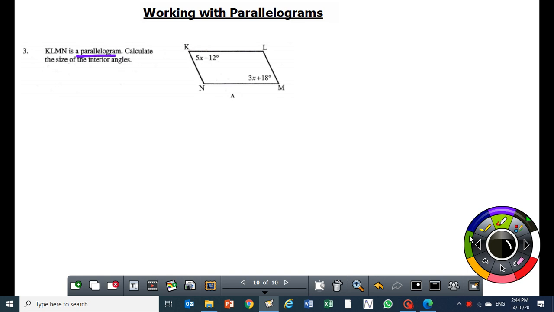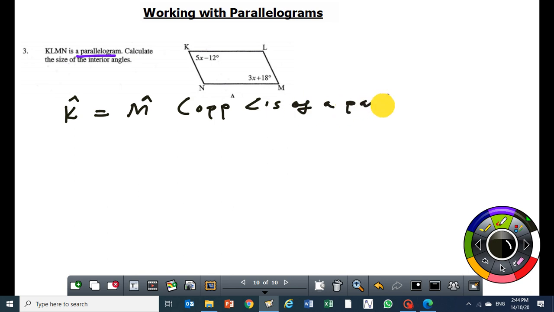Alright. So here, first thing we'll say angle K is equal to angle M. The reason: opposite angles of a parallelogram are equal. So we just write it like that. Once you do that, then you can say 5x minus 12 degrees is equal to 3x plus 18.